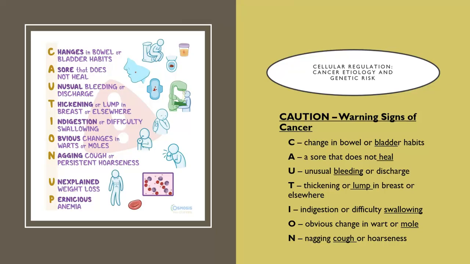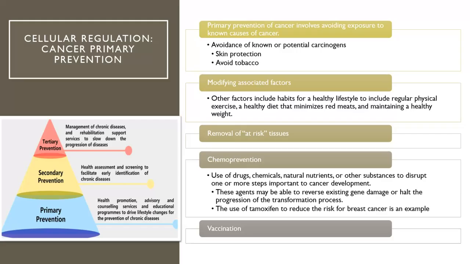The acronym that helps us understand our warning signs: change in bowel or bladder habit, a sore that does not heal, unusual bleeding or discharge, thickening or lump in the breast or elsewhere, indigestion or difficulty swallowing, obvious change in a wart or a mole, nagging cough or hoarseness. And I always say, if you have a patient that is saying, I've lost a lot of weight and I have not been trying, that is concerning, very concerning. We think cancer. You should think cancer.